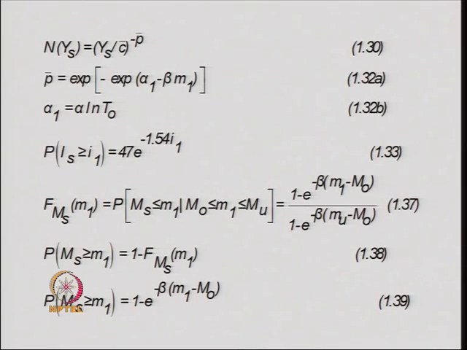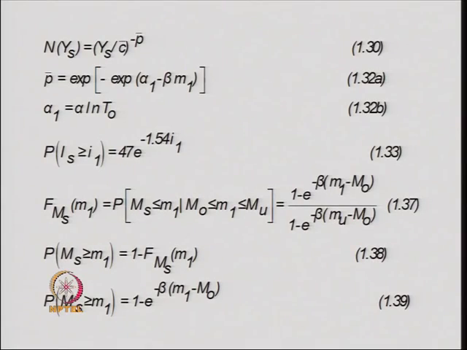So, what is the annual rate of occurrence of an event specified by the exceedance of a certain level of peak ground acceleration? That number is given by this equation, Ys divided by C bar, to the power minus P bar. Here C bar and P bar are constants, obtained from the regional data, and Ys is a level of the peak ground acceleration.